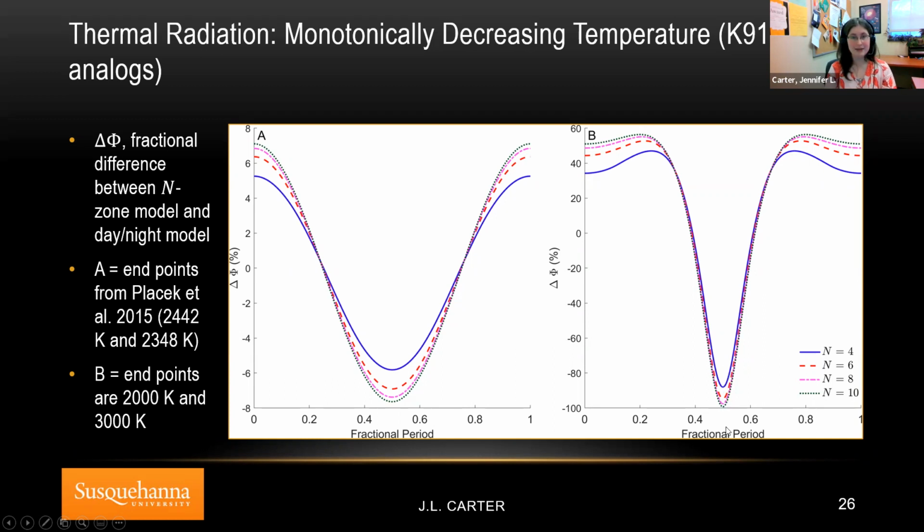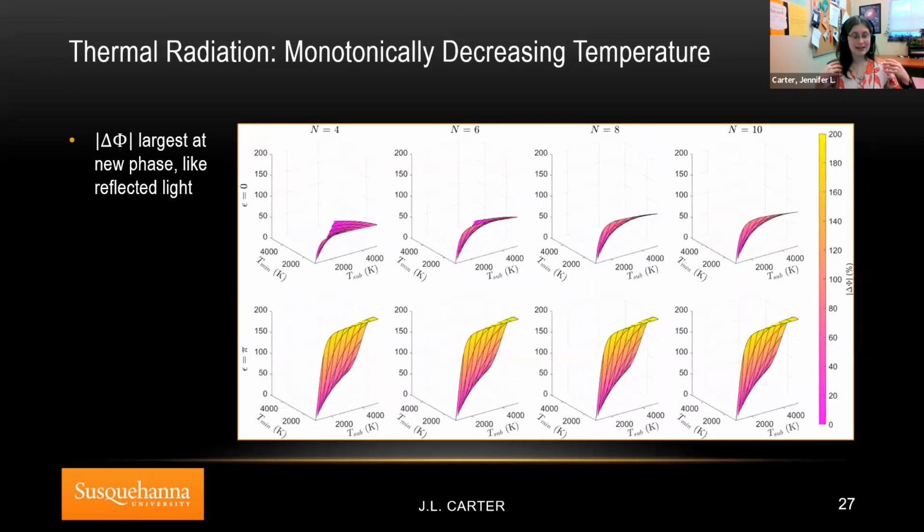Here we have the planet when it's at its new phase during the primary transit, and here we have it when it is at its full phase, which would occur during the secondary transit. Let's look at those 2 points and produce some surface plots. This is the absolute value of that fractional difference between a 2-zone case and n equals 4, 6, 8, and 10. We plot this fractional difference with this color plot here.